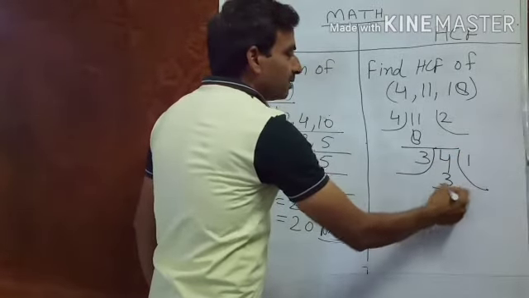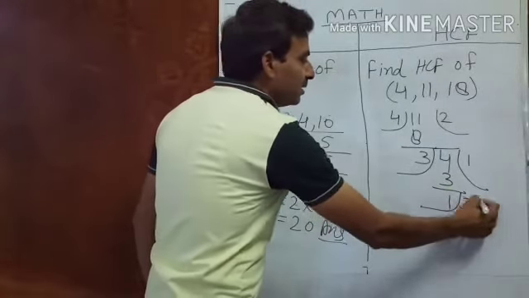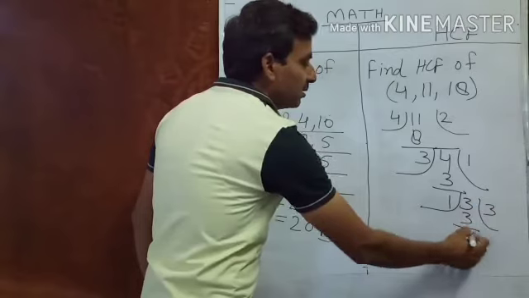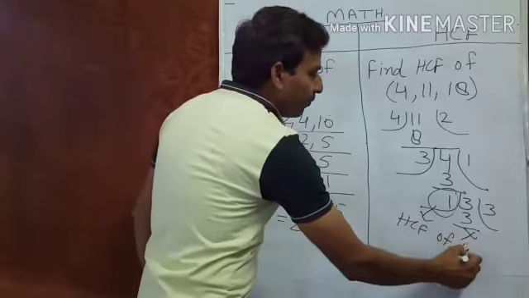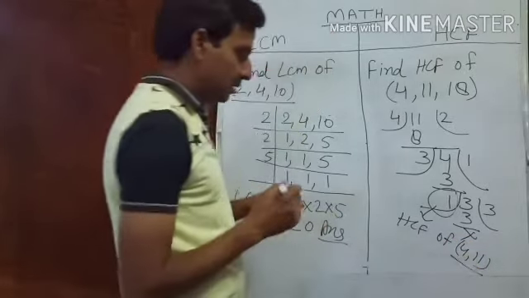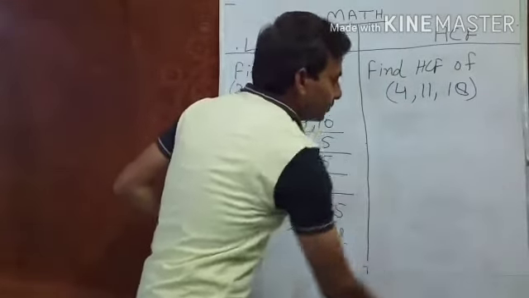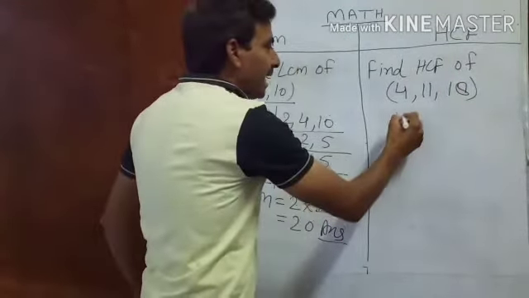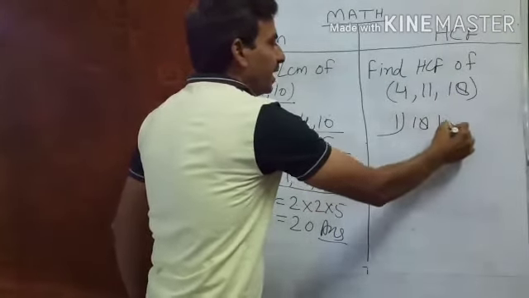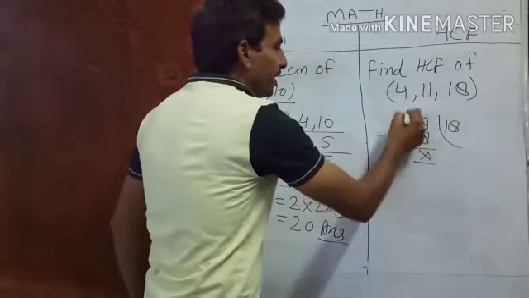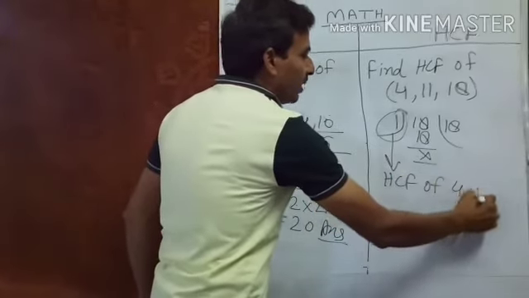3 1 is 3, 1 is the remainder. Then 1 divides that divisor 3. 1 3 is 3. It means 1 is the SCF of 4 and 11. Next, by that SCF, 1, we divide 18. 1 18 is 18. It means 1 is the SCF of 4, 11, 18.